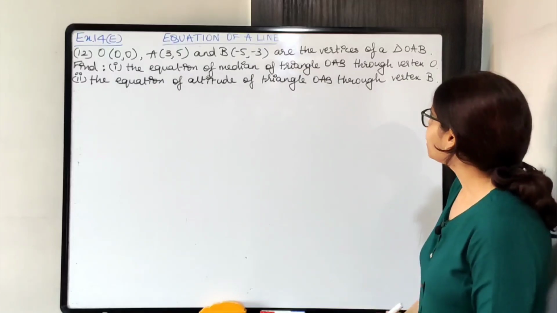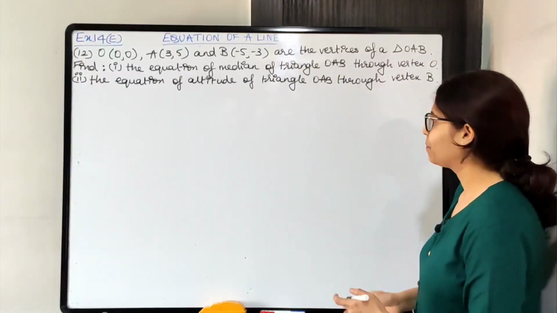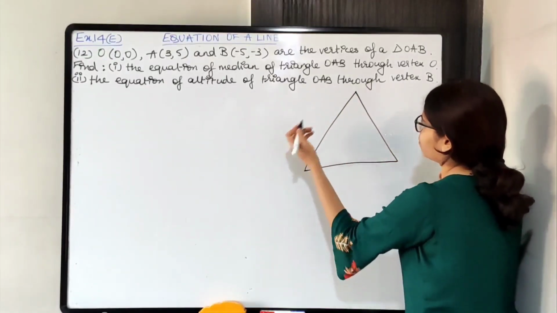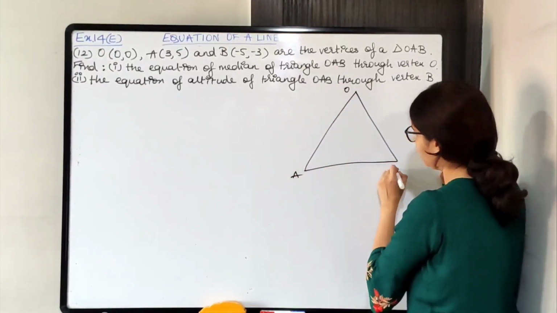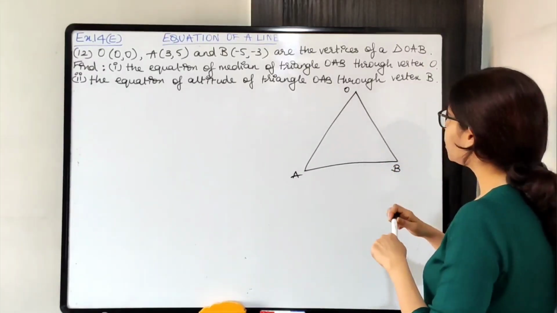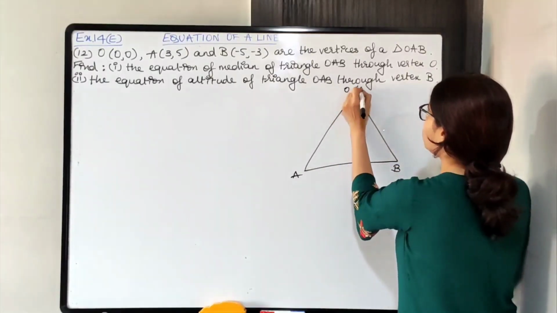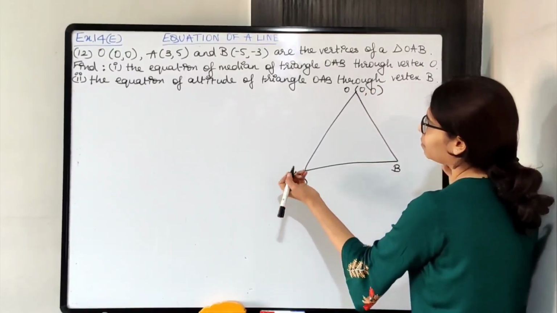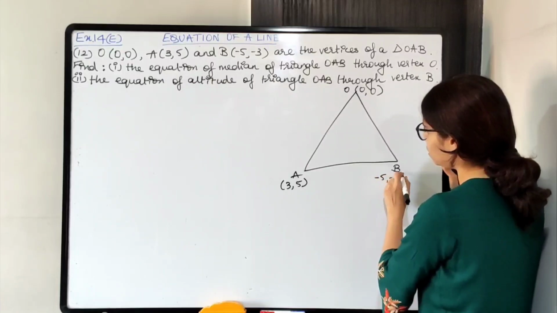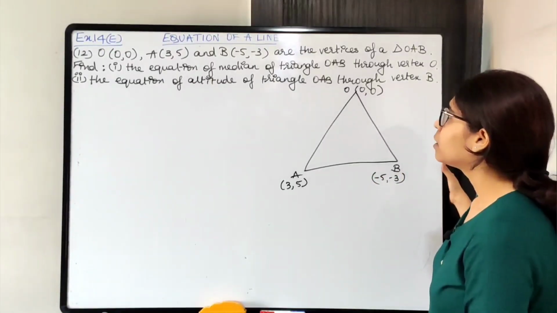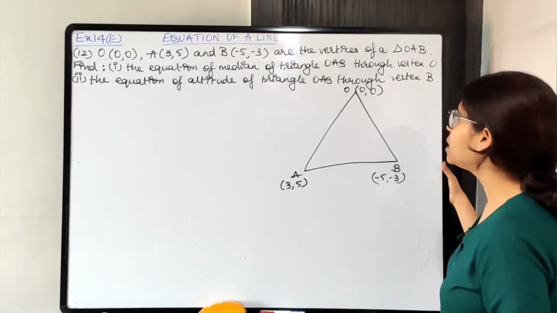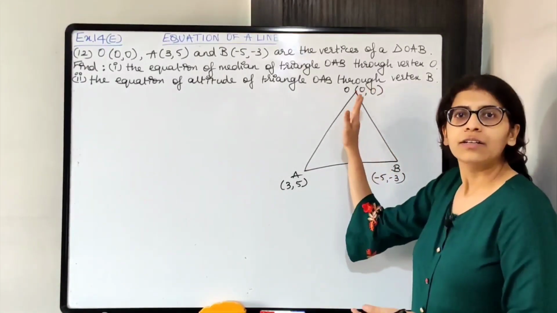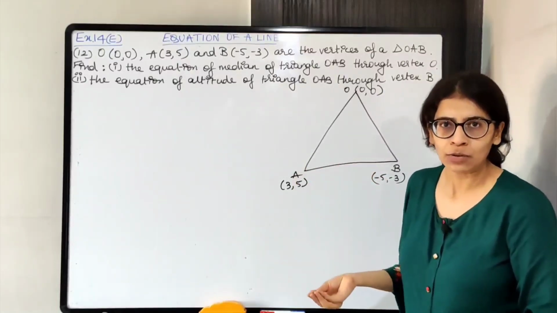So let's start. There is a triangle OAB. The coordinates are given. O का coordinates है 0, 0. A is 3, 5 and B is minus 5, minus 3. Okay. First we need to find the equation of median of triangle OAB through vertex O. From O we are drawing a median जिसका equation find out करना है.